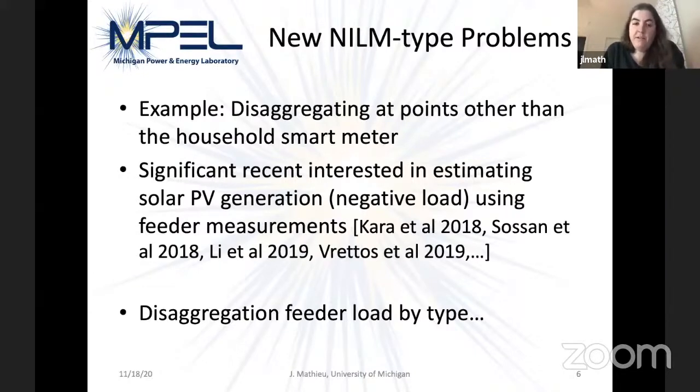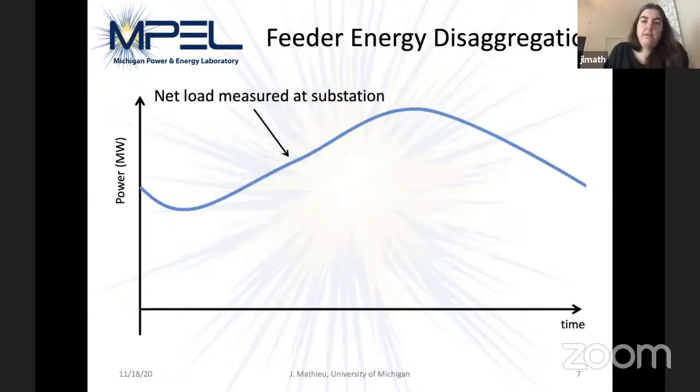So a lot of my work has been looking at air conditioner control. In fact, the ARPA-E project I mentioned, we're trying to control air conditioners to provide frequency regulation to the power system. So we want to understand how much the air conditioners on the feeder are consuming at a specific time. So what does that look like?